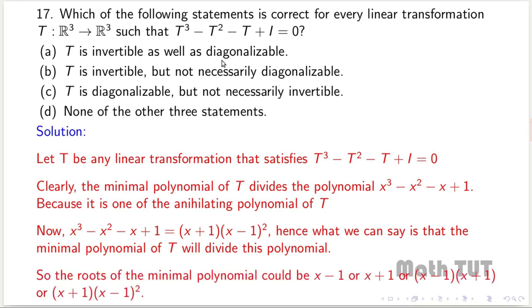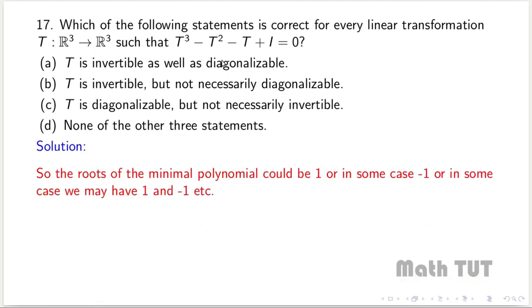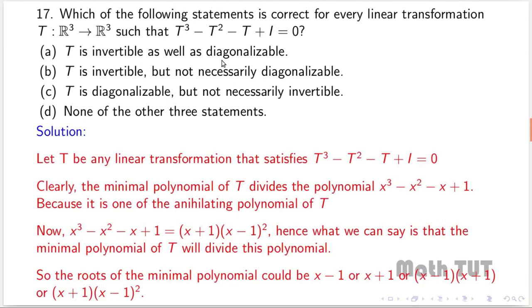So what we can say is that the minimal polynomial of this particular linear transformation could be the polynomial x - 1, or it could be x + 1, or it could be (x - 1)(x + 1), or it could be (x + 1)(x - 1) whole square itself, but we don't know which. We have seen the different options for the minimal polynomial, but we don't know which is the minimal polynomial here.